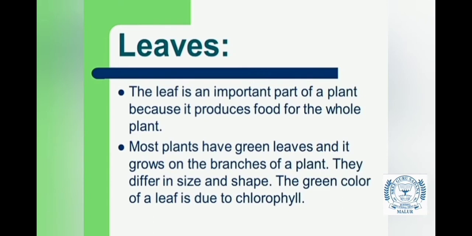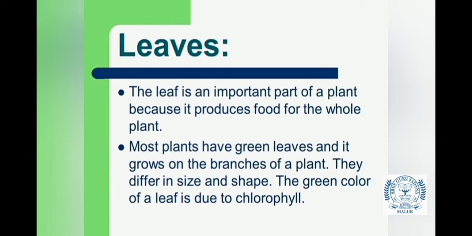So the leaf is an important part of a plant because it produces food for the whole plant. So here leaves are the kitchen of a plant, because it produces food for the plant. Most plants have green leaves and it is grown on the branches of a plant. They differ in shapes and size. The green color of a leaf is due to chlorophyll.